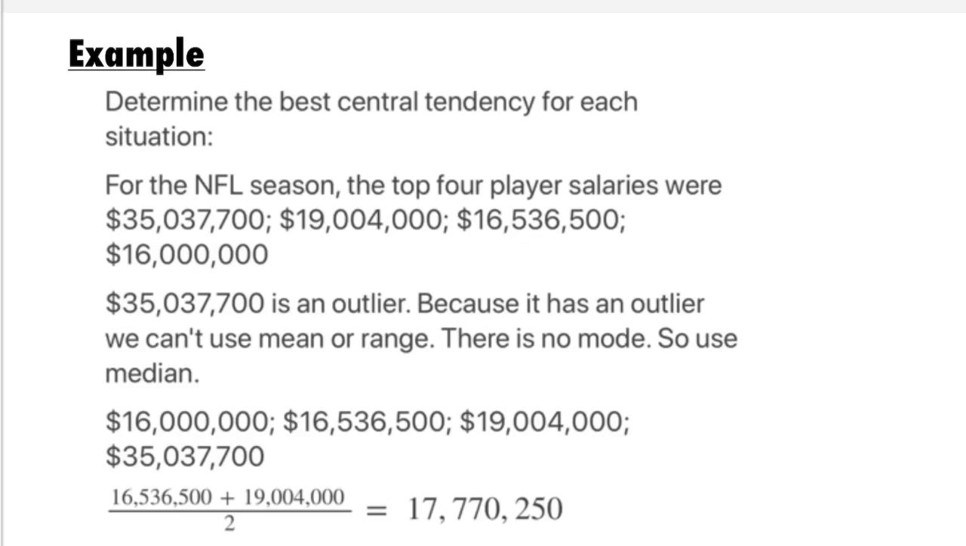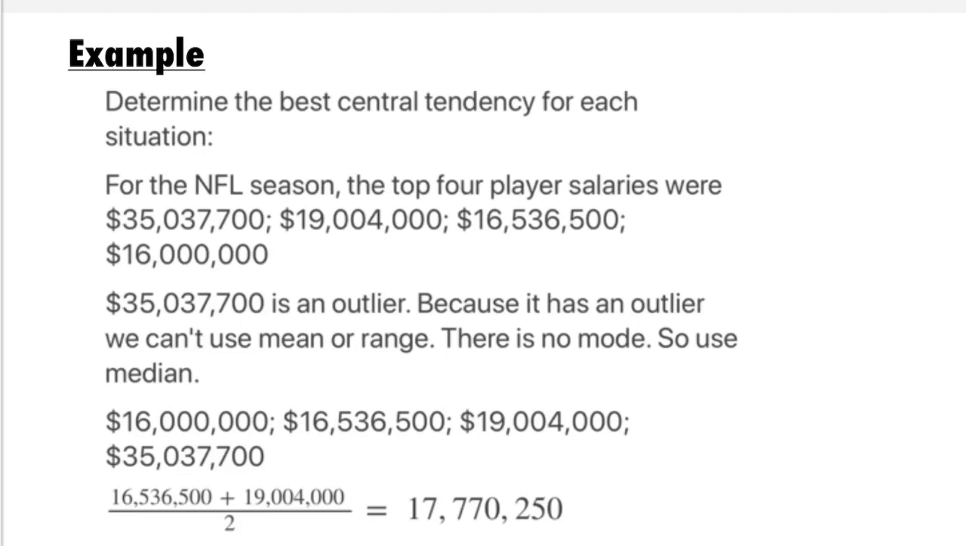So if we are looking for a number to represent what you could make if you were one of the top football players in the NFL, would looking at mean be an effective number to look at? And the answer to that is no, because you are going to end up making a whole lot less than what the mean with this outlier would be. This outlier would cause the mean to be much larger than it really is. And so we would not want to use the mean because it would give us a false impression that we would make more money than we really would.